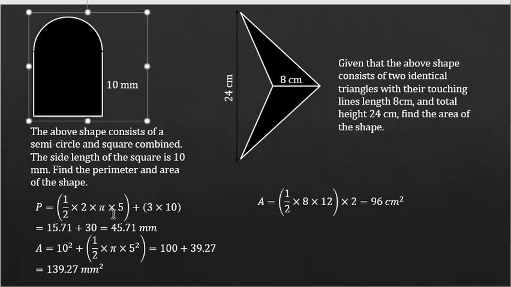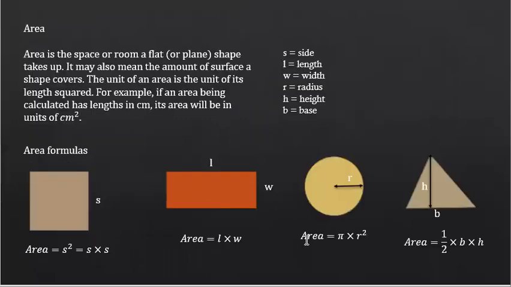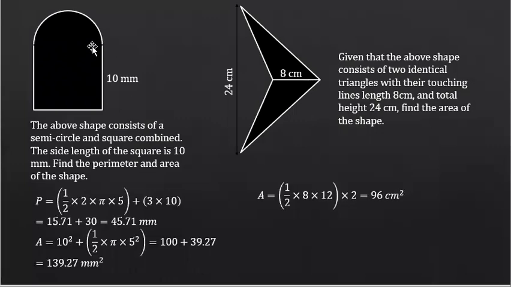But notice, we want to find the area of a circle. So let's go back to our formulas. The area of a circle is pi multiplied by r squared. Here, we know that the distance from point A to point B would give us the diameter of the semicircle. So to find the radius of the semicircle, we are going to divide the diameter, which is 10, by 2, and that gives us 5.